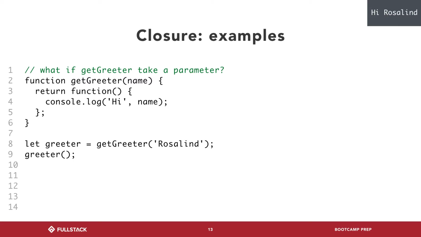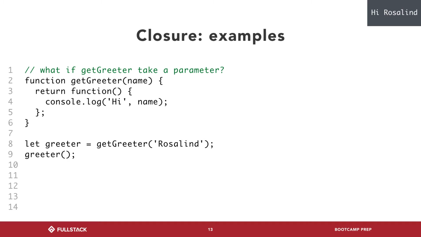Okay, so line 8, once again. Just line 8. On the right hand side, we go there first because it's an assignment operator, an equal sign, so we have to figure out what we're calculating first. We run getGreeter, we pass in Rosalind. That takes us to line 2. What does that function return? On line 3, we're returning an anonymous function. Cool, we're done on the right hand side, right?